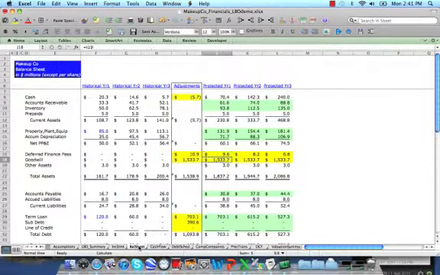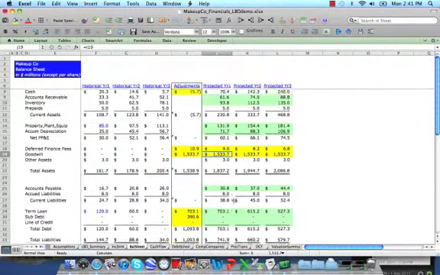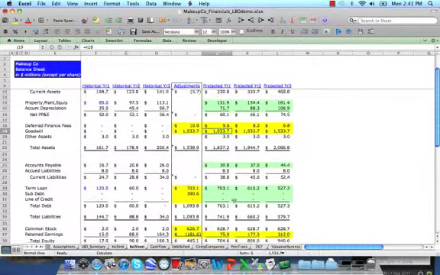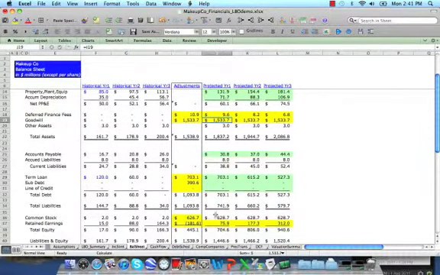Let's move down one more row, and I know we touched on this in the last module, but goodwill is not going to change over time unless we had some reason to believe that the asset we bought is impaired, which we don't. And then let's just go down to retained earnings.